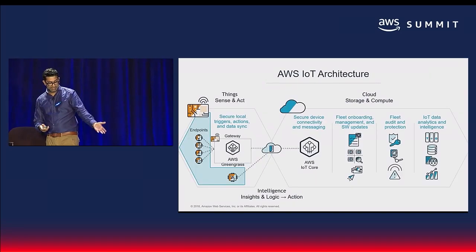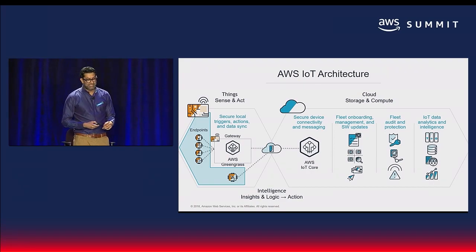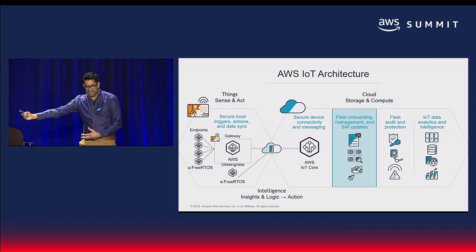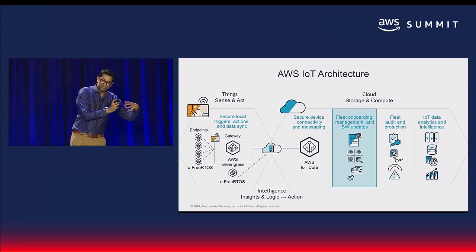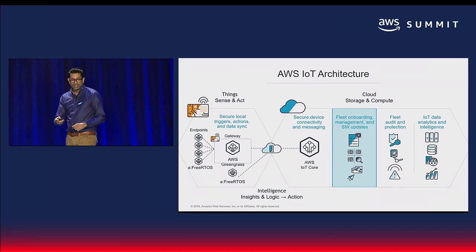So that's where this endpoints part of the slide comes in, is that we have Amazon FreeRTOS. So we're going from the cloud to the edge, and then even further, like the edge of the edge, like I was going to the edge of the stage.